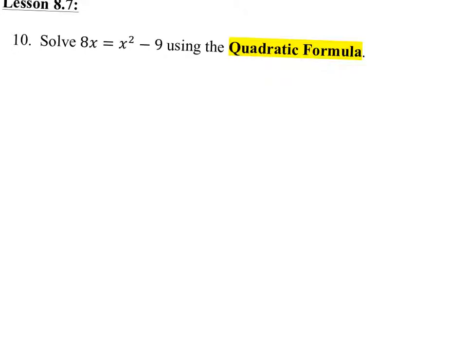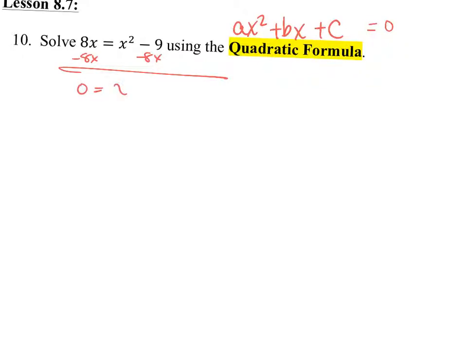All right, to use the quadratic formula, I have to have my expression or my function written as ax squared plus bx plus c equals 0. So what I need to do is subtract the 8x so that I get 0 is equal to x squared minus 8x minus 9, because it has to be in standard form. A is 1, b is negative 8, and c is negative 9.